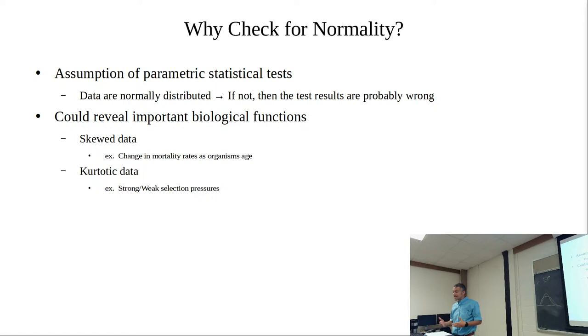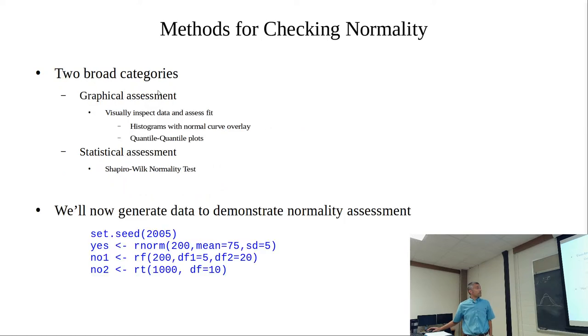So in some of the cases, we may be interested in assessing normality to figure out if we're skewed or kurtotic. For us, we're interested in this first one, the assumptions of a parametric statistical test. We always have to check them before we proceed with the test. So how do we check normality? There's two broad categories. One is graphical. We make a figure and we just eyeball it based on what we see in the figure. And the second is more of a statistical assessment.